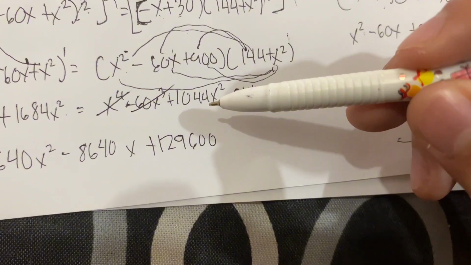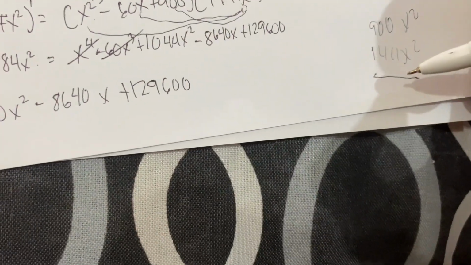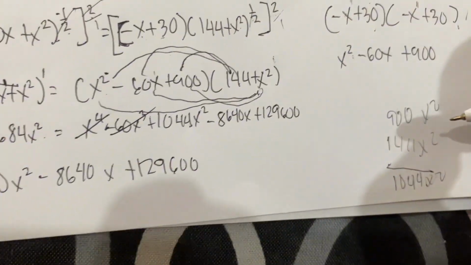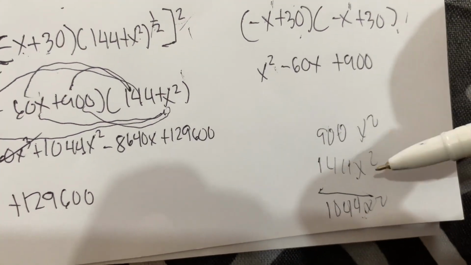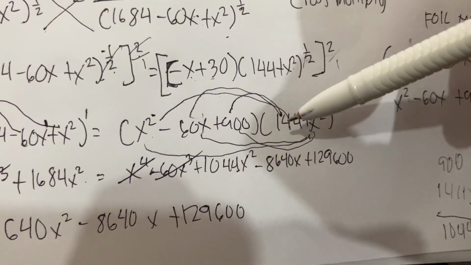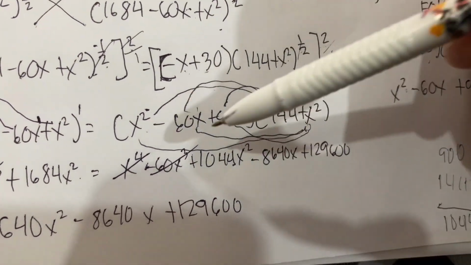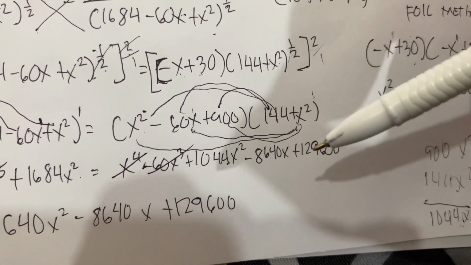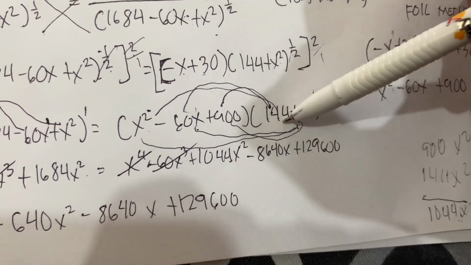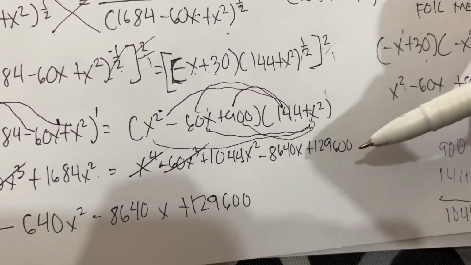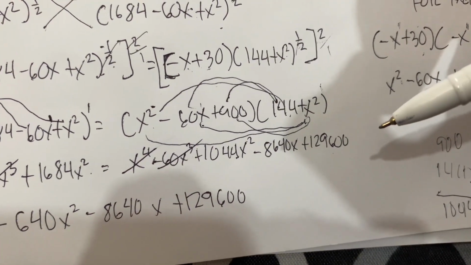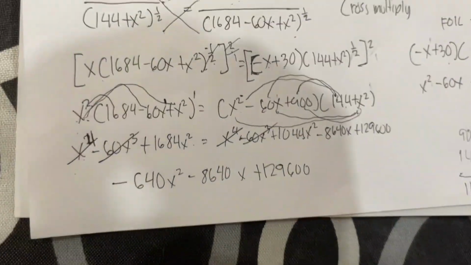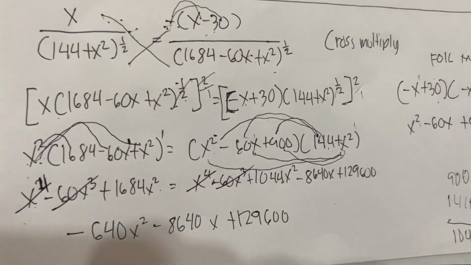and that's why we have 1044 on this side. So we just added these terms, okay, since they are alike. And then 144 times negative 60x is equal to negative 8640x, and then 144 times 900 is equal to 129,600. And then we're just going to combine like terms and transpose.